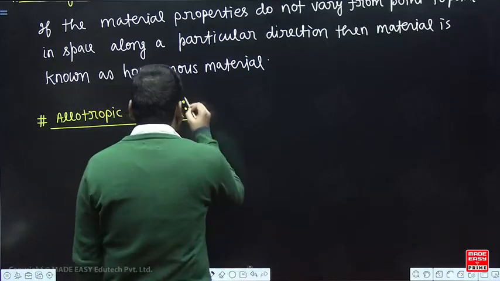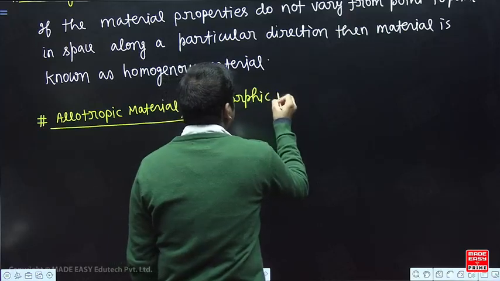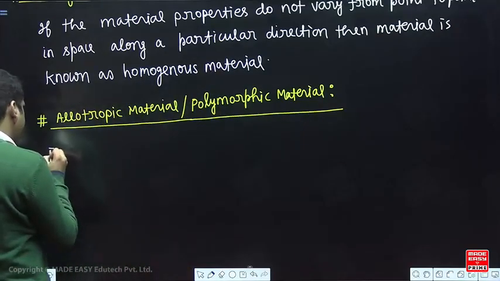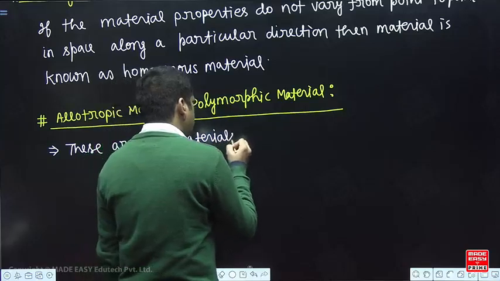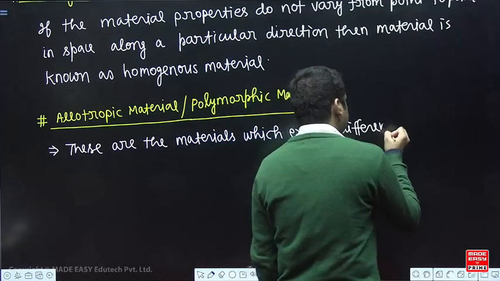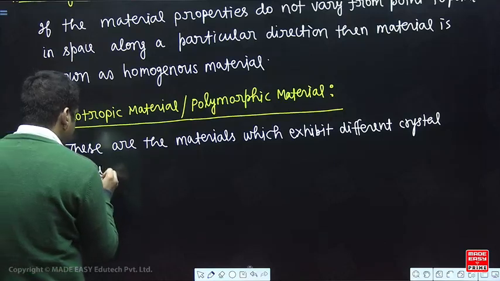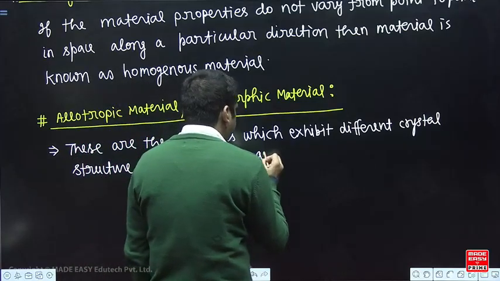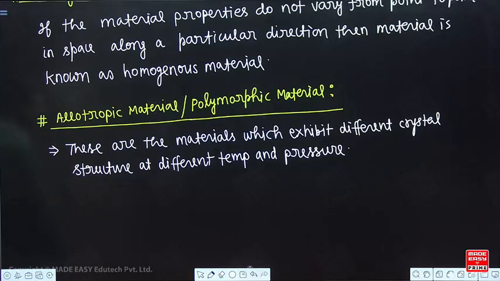This is also known as polymorphic material, both are the same thing. These are the materials which exhibit different crystal structure at different temperature and pressure. Temperature and pressure are interrelated things.